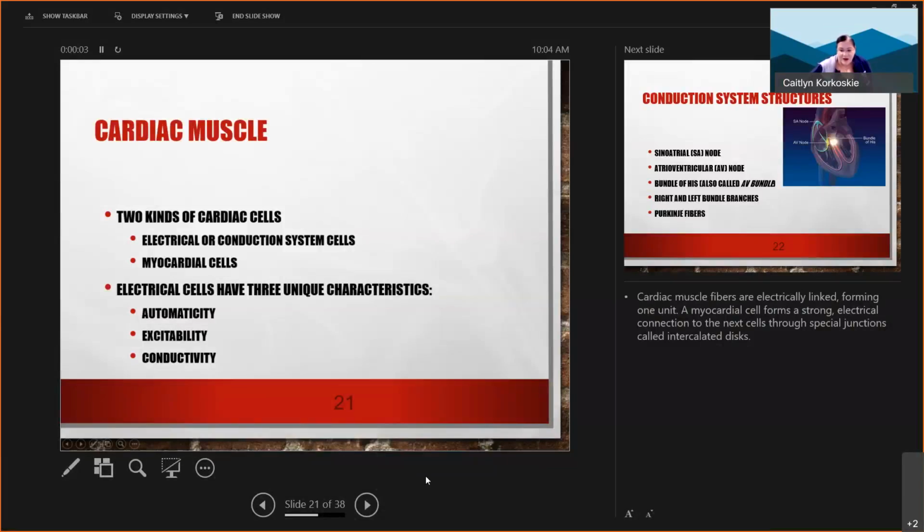The electrical cells have three unique characteristics, which I need to open up my notes for. Okay, so the cardiac muscle fibers are electrically linked, forming one unit. A myocardial cell forms a strong electrical connection to the next cells through special junctions called intercalated discs. So the electrical cells are basically what triggers the heartbeat.